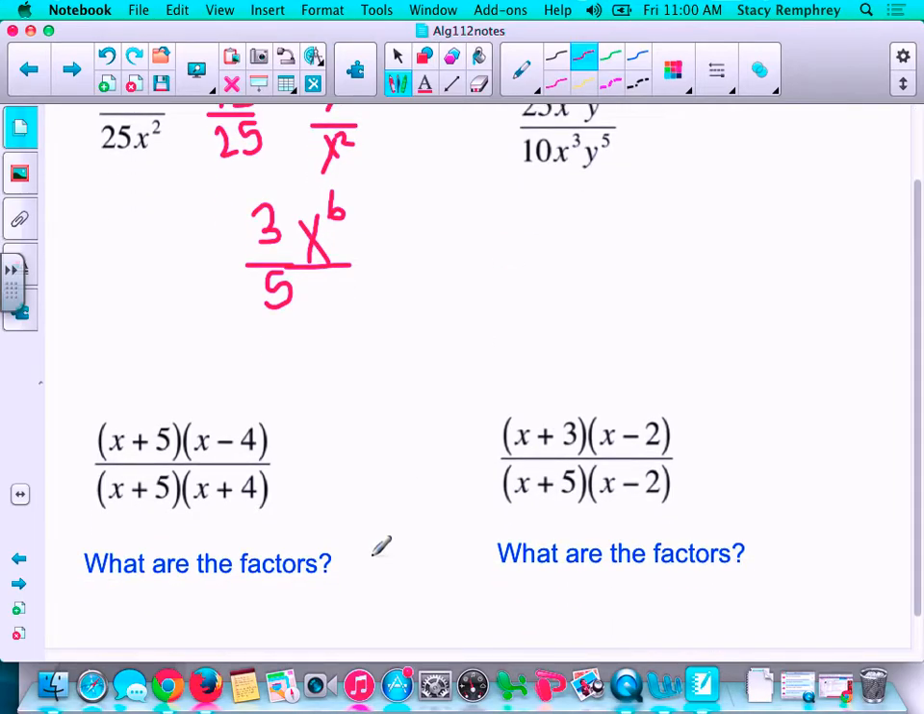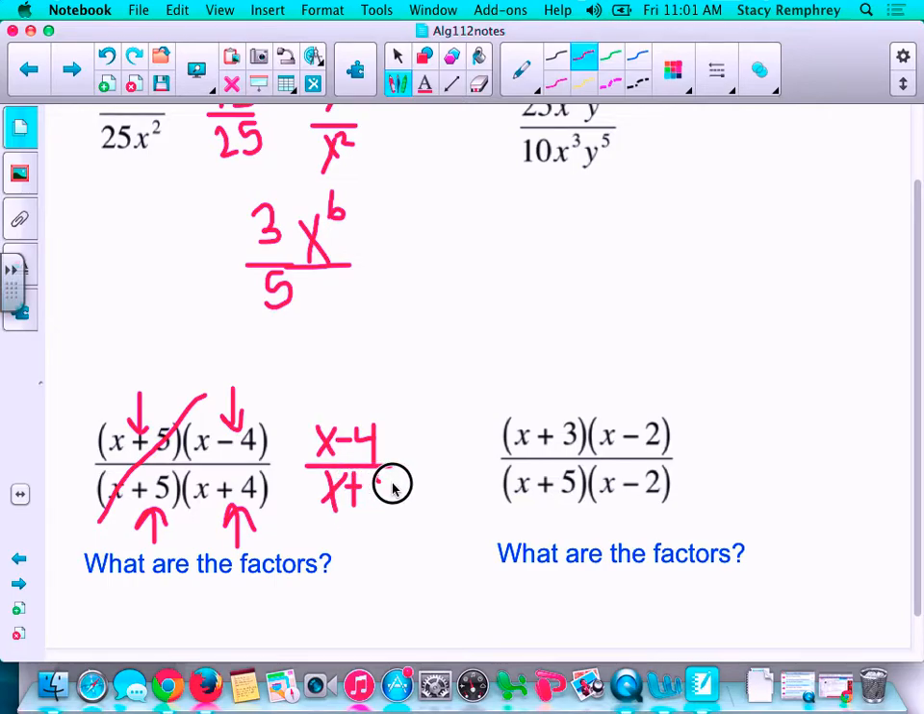Okay, down here, it's the same idea. What are the factors? The factors are x plus 5 and x minus 4. These are what is being multiplied. This is what's being multiplied here. I can cancel factors that are alike. Those are out. I'm left with x minus 4 over x plus 4.